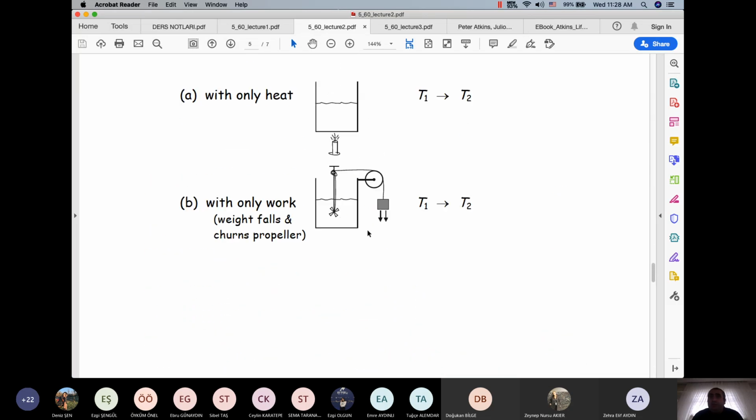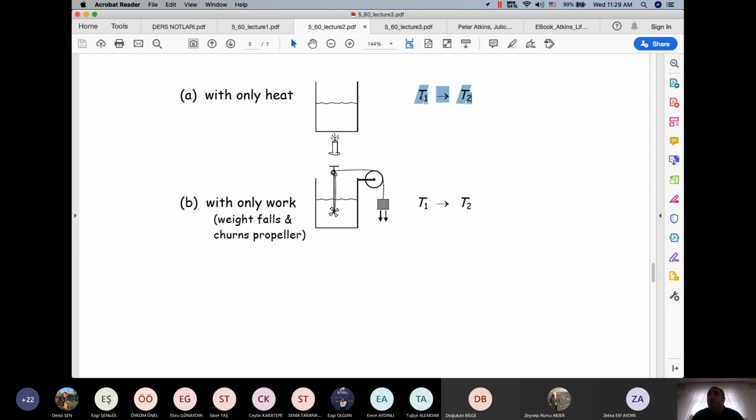Ama ilginçtir, her ne kadar bu karıştırıcının büyüklüğü, uyguladığın weight ya da bu yol değişkeni, bu yola bağlı ve tamamen değişebilir birinci durumdan ikinci duruma giderken. Heat de öyle, değişebilir. Yani ne kadar enerji harcadın, hangi maddeyi kullandın ısıtırken, doğal gaz mı kullandın, elektrik mi? Şimdi hepsi farklı miktarlarda heat verir.